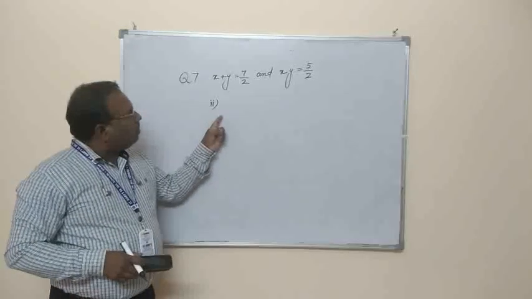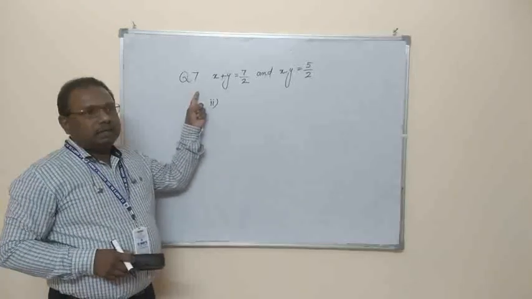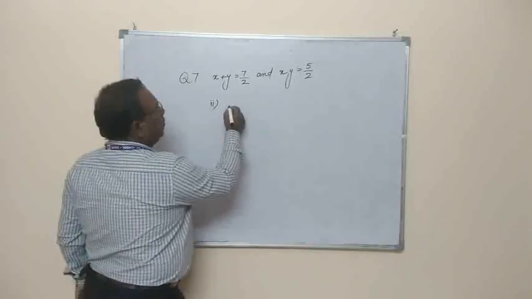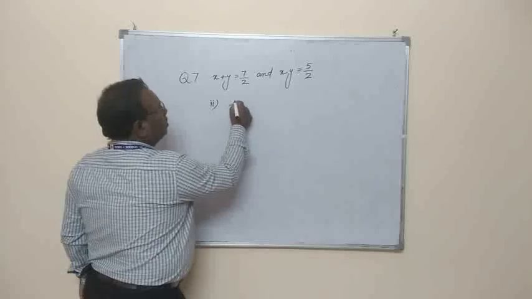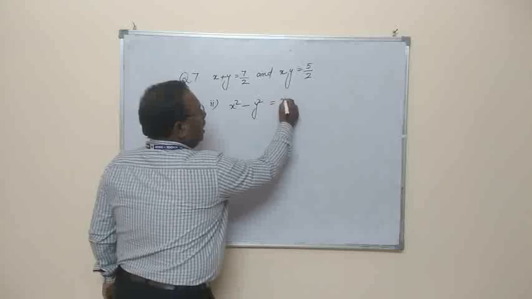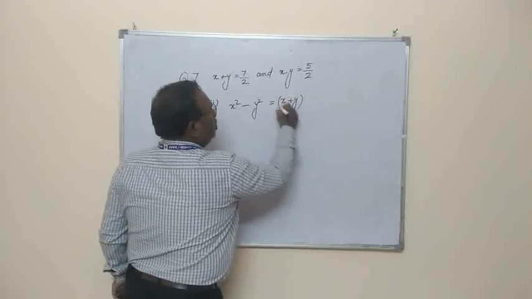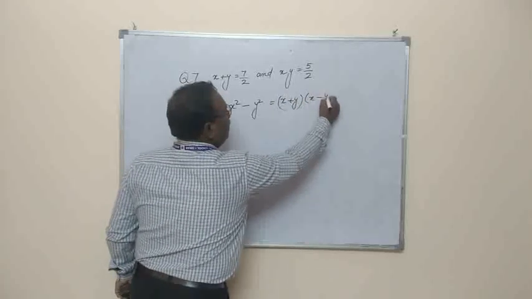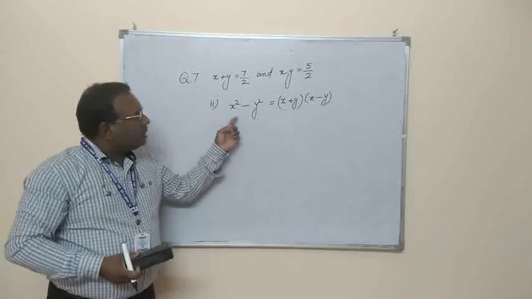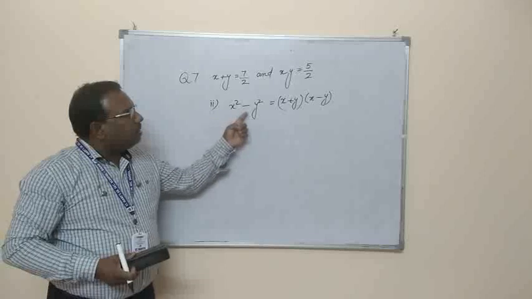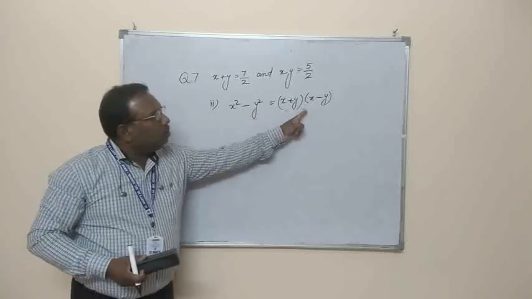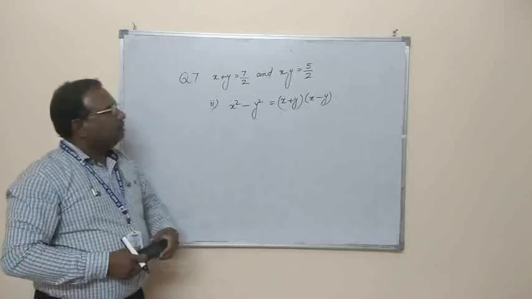The second part of question number 7. Find x square minus y square. X square minus y square is equal to (x plus y) into (x minus y). You have studied this in previous class. X square minus y square is equal to (x plus y) into (x minus y).